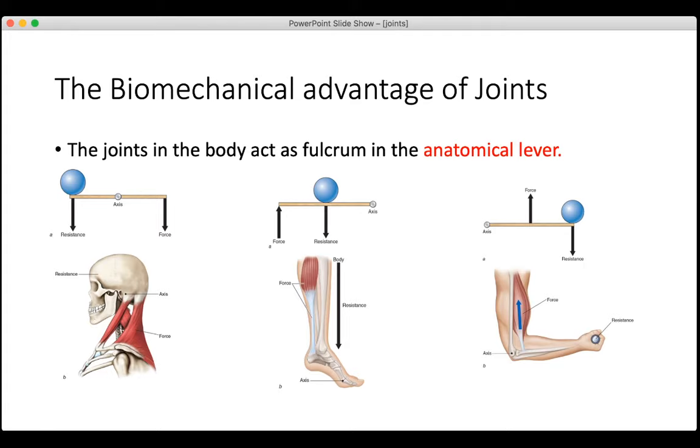So it increases your efficiency. In all, there are three classes of levers. You already know class 1, class 2, class 3. In front of you can see. So the anatomic lever is formed by three major body parts.